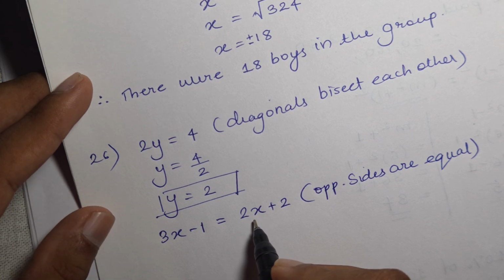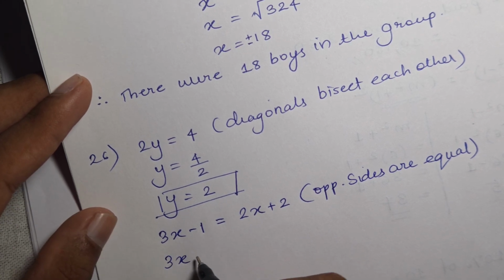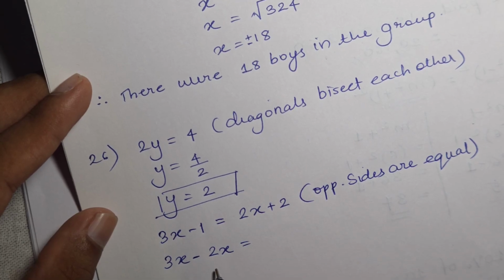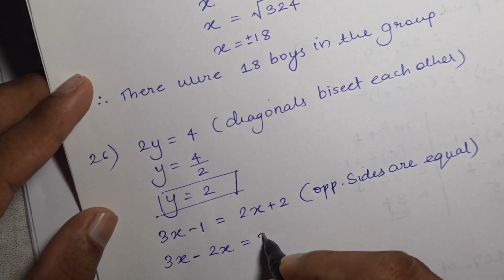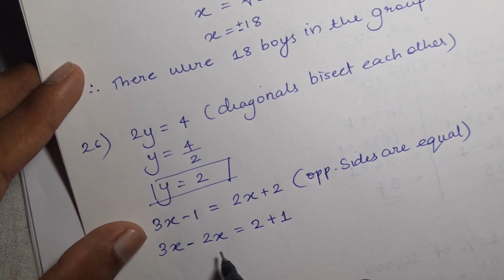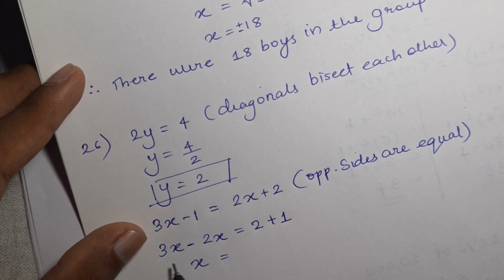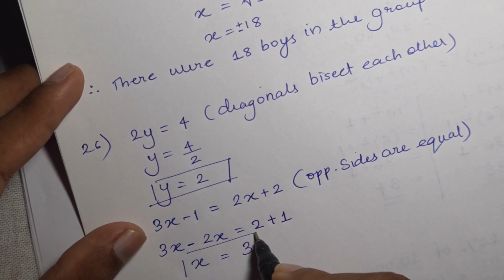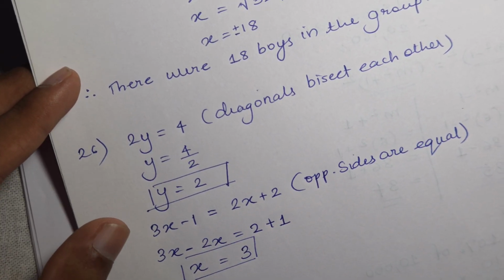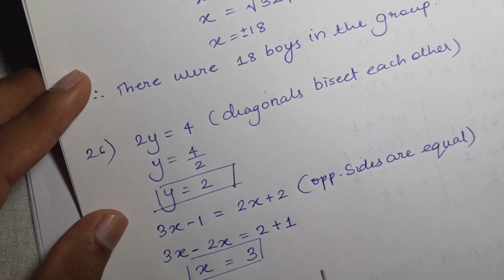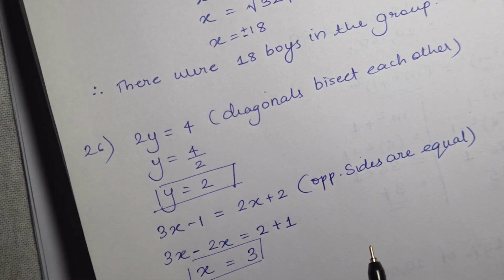Now I have equated this. So let us shift 2x this side. So 3x minus 2x. If I take 2x this side, it will be minus 2x. If I take minus 1 that side, it will be plus 1. Correct? So 3x minus 2x will give you 1x. So 2 plus 1 is 3. I have also found the value of x. So value of y is 2, value of x is 3. That's all with question 26.